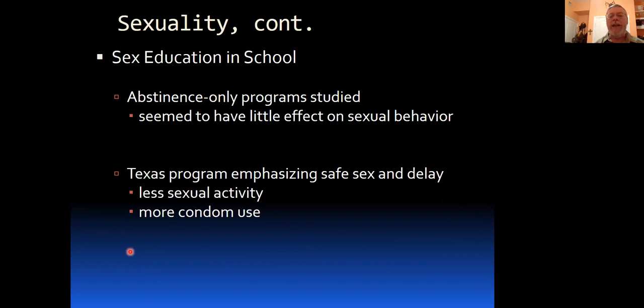Why wouldn't simply say no be more effective? I think there's a couple reasons. One is the program that encourages safe sex and delaying. The adolescent looks at that and says, you know what? They're talking about how to avoid risky sexual behavior. They're treating me more like an adult. Maybe I'll actually stop and listen to them. And then they stay tuned to listen to also why it might be beneficial to wait till later to become sexually active. So I think that's one of the reasons that tends to be more effective.